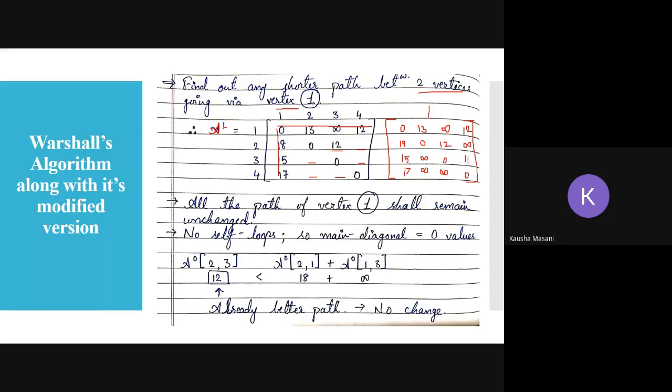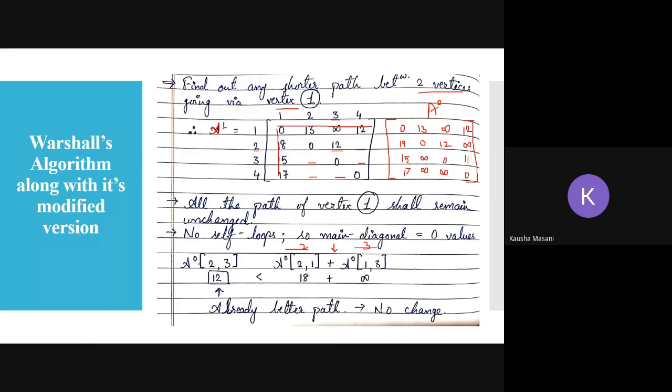Now this is your A0. A0 as reference. You are going to write this column as it is for 1. Now we are saying that we want to find a shorter path via vertex 1. So a shorter path from 2 to 3 via 1. What you are going to do is the summation of 2 to 1 and 1 to 3, because you are inserting 1 in between 2 and 3. And you are going to compare with the existing distance of 2 and 3.